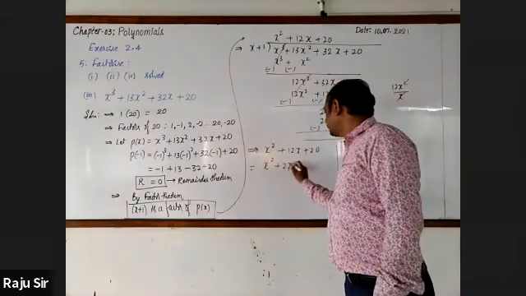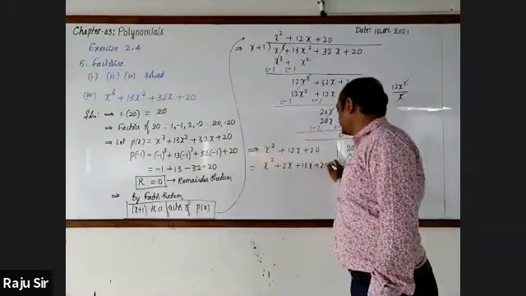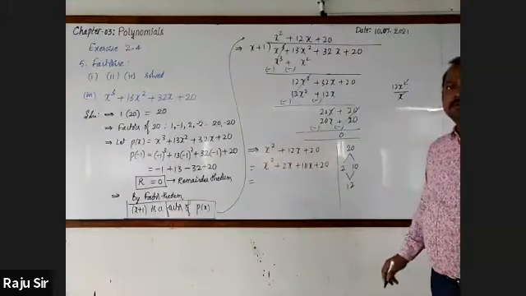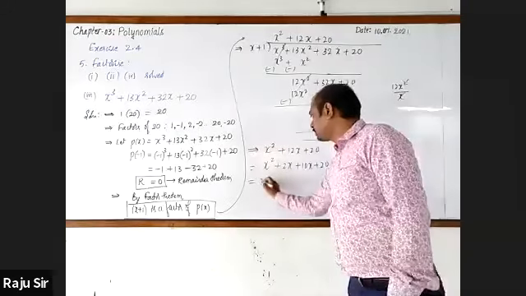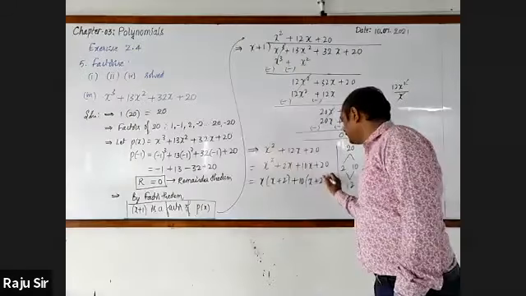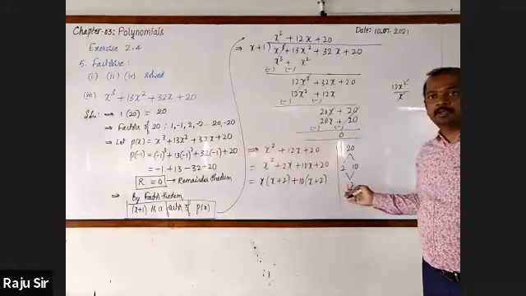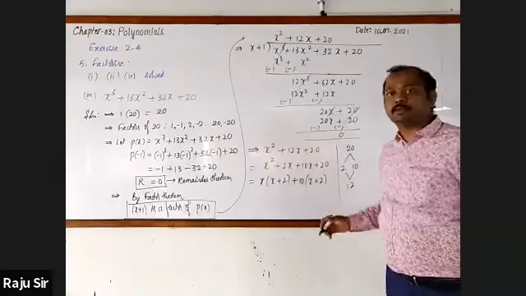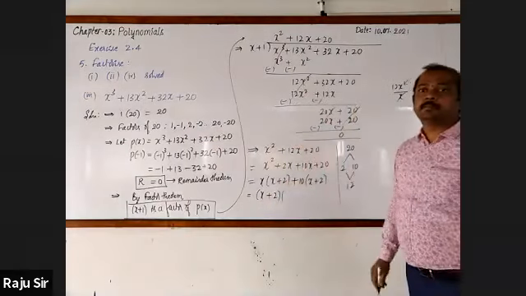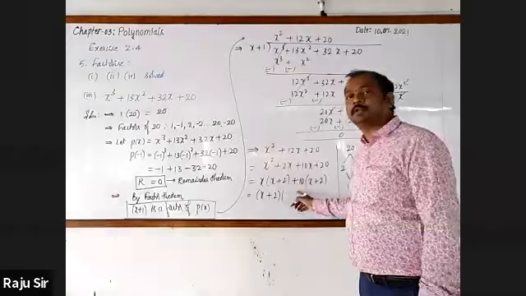x square plus 2x plus 10x plus 20. Group them by taking two terms and take the common factor. In the first group, x is the common factor, and in the second group, 10 is the common factor. It will be x plus 2. In the whole statement, x plus 2 is the common factor, so let me write that here. What about the remaining terms? x plus 10.